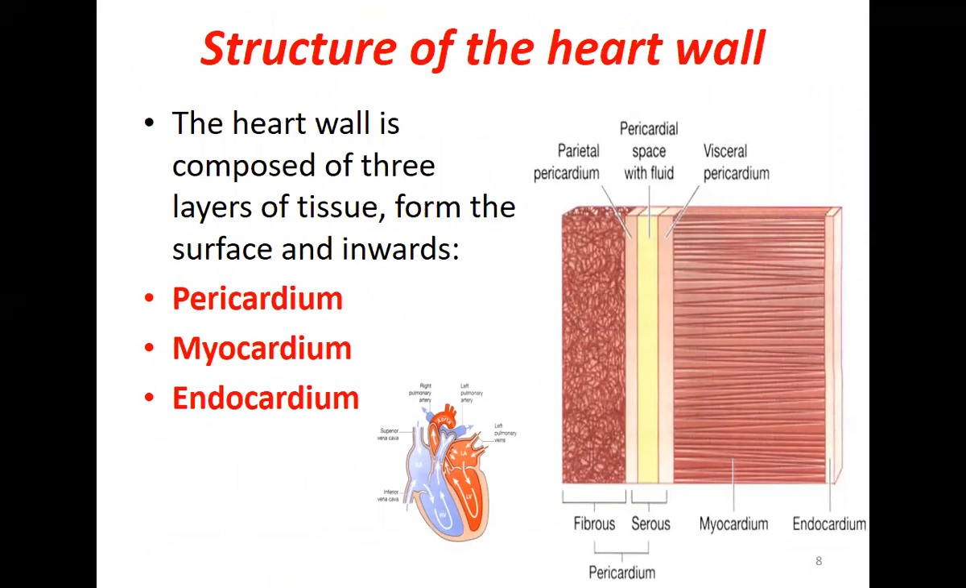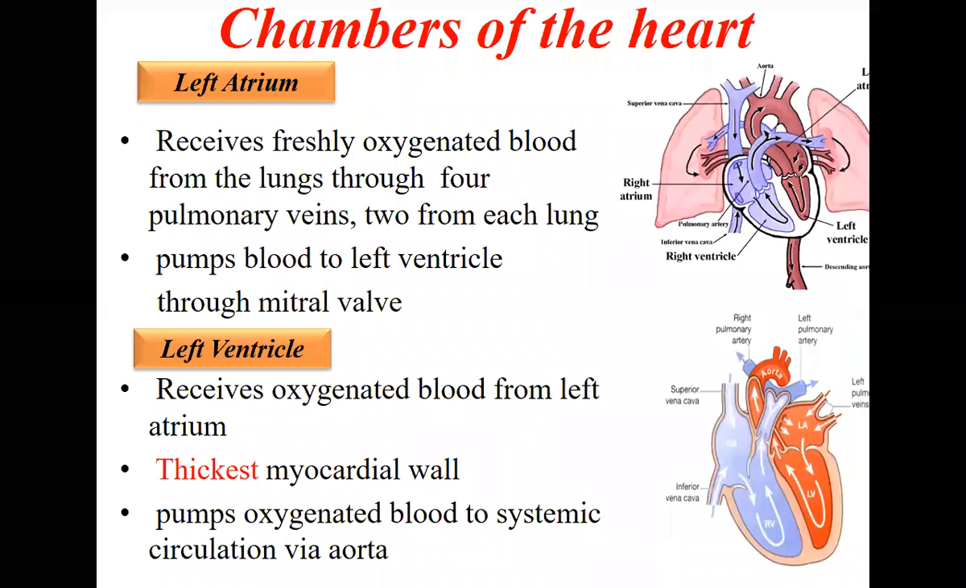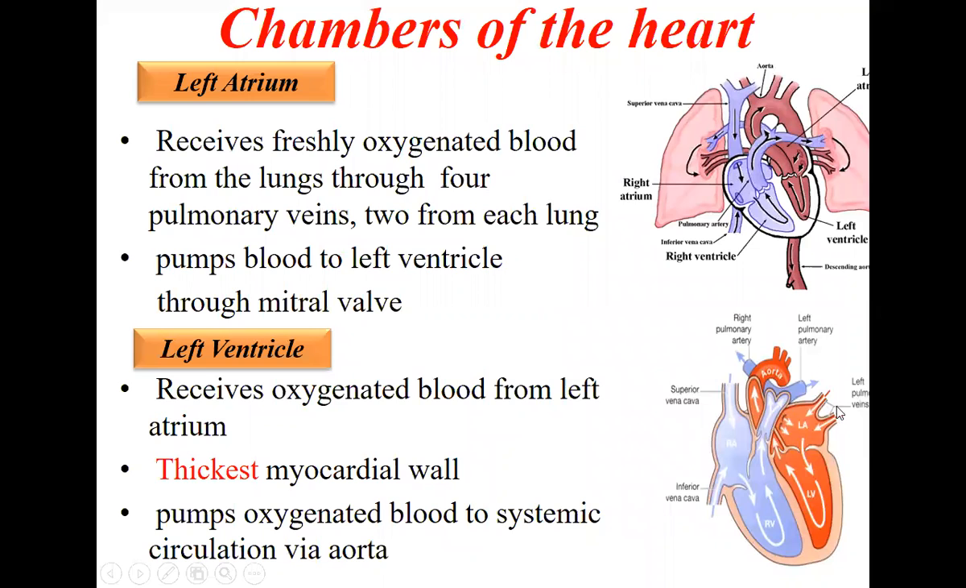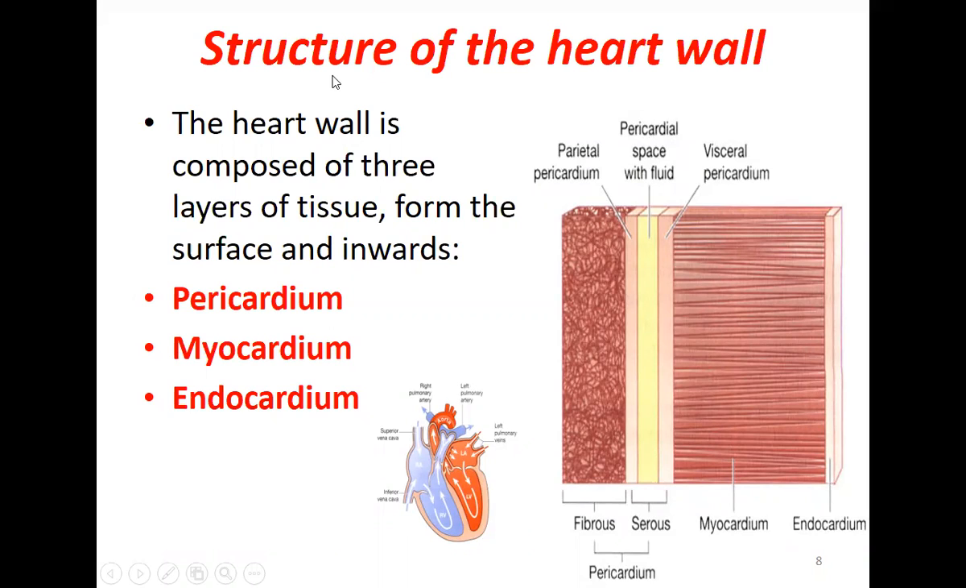Now, if we study the histological structure of the heart wall, the wall is here as we saw. This is the thick wall, this is the thinner wall, and this is the thinnest wall. The atria have a thinner wall compared to the ventricles. Now comparing the right and left ventricle, the left ventricle has the thickest wall. So what is this wall made up of? Now we'll study the structure of the heart wall.